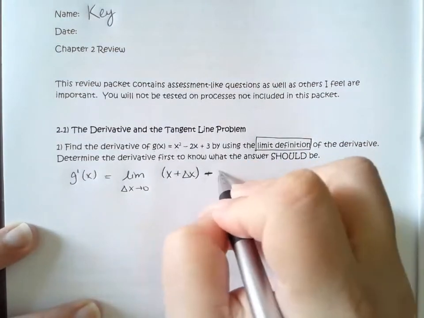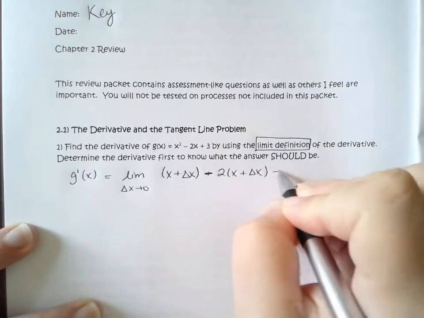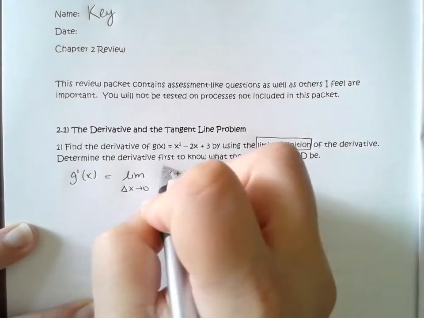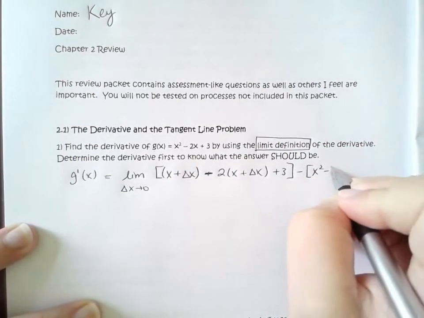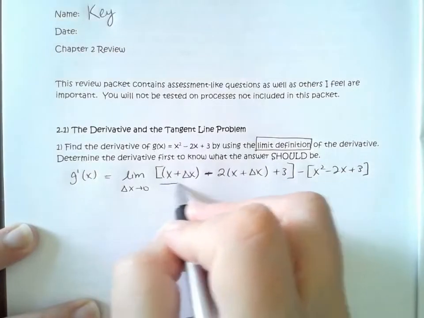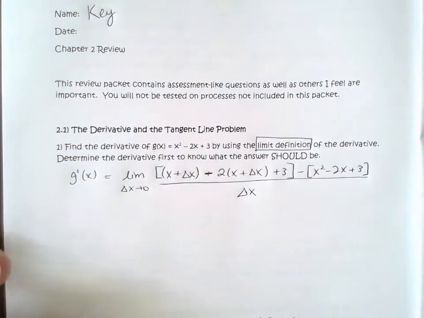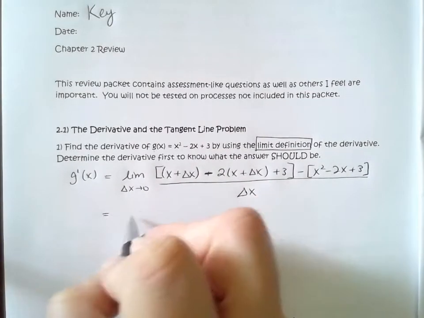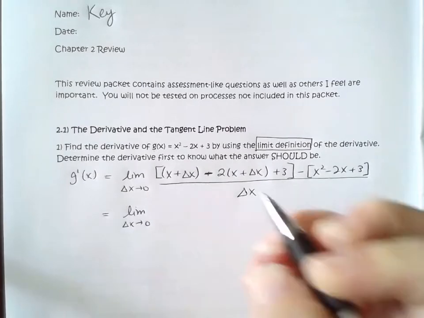Oops, should be a minus. So there's x plus delta x plugged in, and now subtract the original, all over delta x. I know I said that you wouldn't have limits anymore. This is pretty much it. There's one other time where you'll have limits, but not to the extent that we had them in Chapter 1. Everything else at this point is just simplifying algebra.